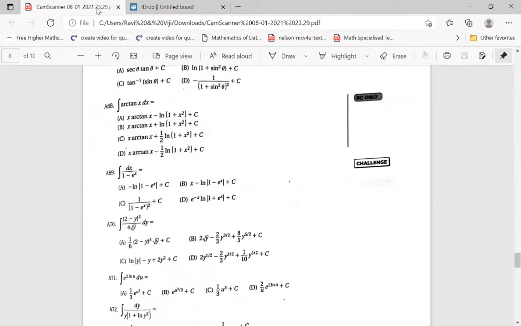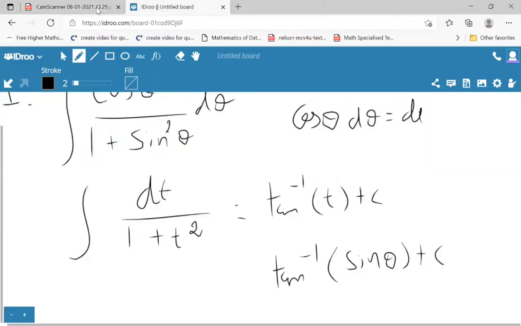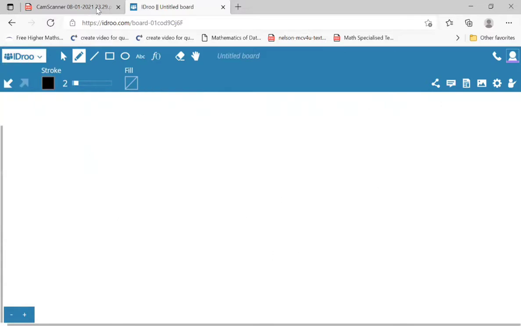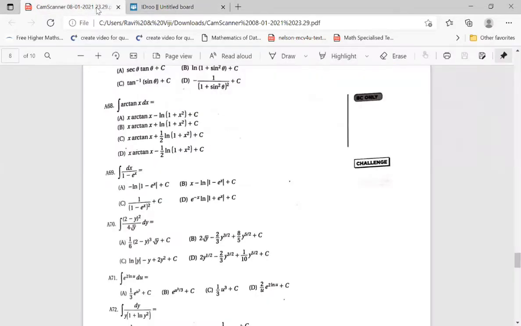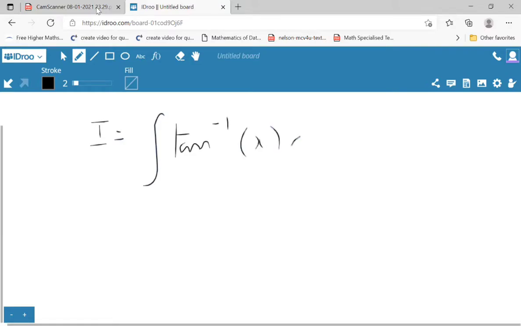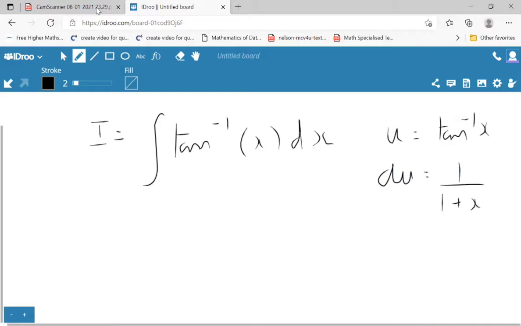68. Integration of tan inverse x dx. You can write it as I is equal to integration of tan inverse of x dx. This can be done by the method of integration by parts. Let us take u to be equal to tan inverse of x. So du will become dx by 1 plus x squared. Let dv be equal to dx. Integrating on both sides, you'll get v is equal to x.